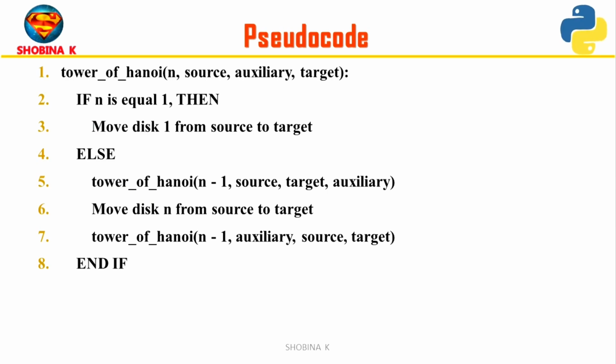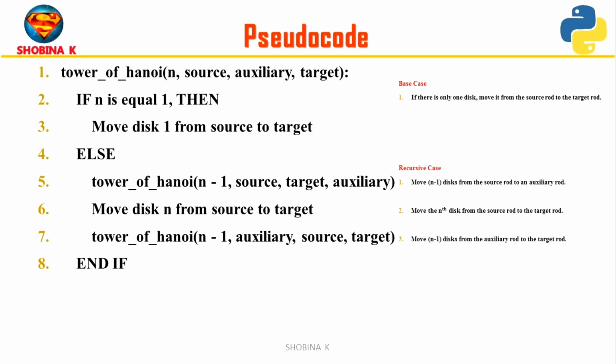Now let's refer to the pseudocode for the Tower of Hanoi algorithm. The pseudocode we are looking at is a direct translation of the algorithm. The pseudocode and the algorithm are equivalent for the Tower of Hanoi. So this pseudocode follows the same recursive principle as the Tower of Hanoi algorithm and demonstrates the movement of disks between the pegs in a similar manner.